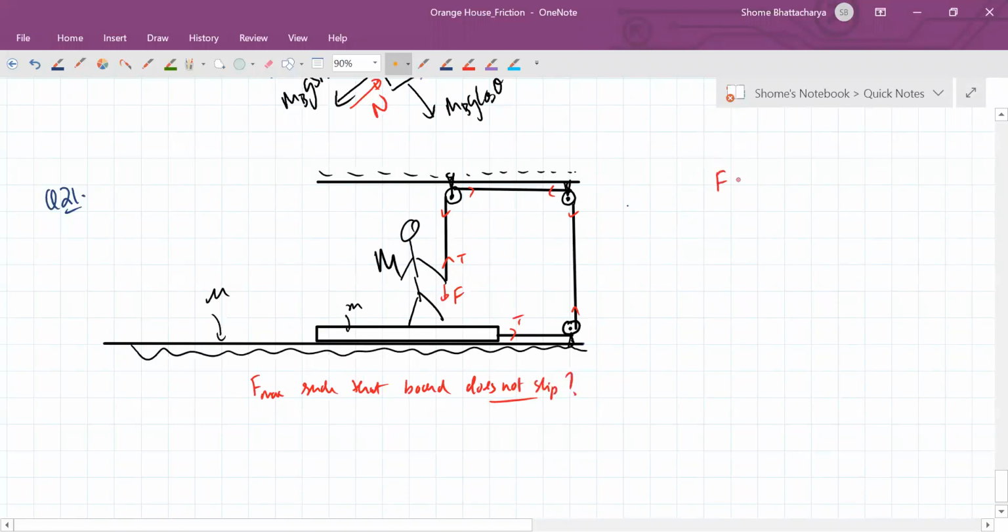Okay. Now F will become equal to the tension in the thread. So make the man's free body diagram. On the man there is tension T upwards, his weight downwards, and some normal reaction N1. And obviously the man is at rest. So first equation. Okay.